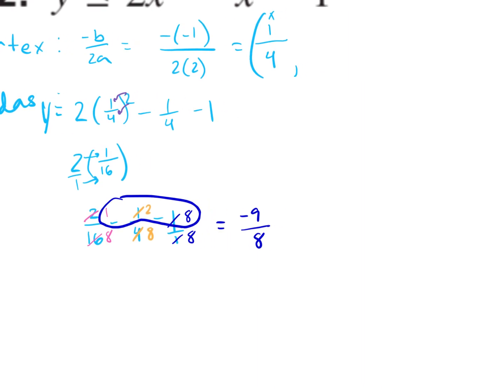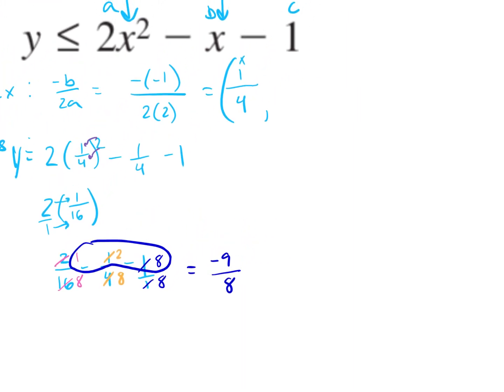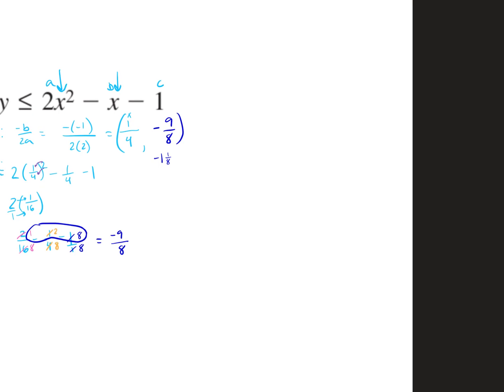Now to help us graph this point, because it's a little bit harder to graph fractions, we could change it into a mixed number. So 8 goes into 9 one time, so it'd be like negative 1 and 1/8. So that's just to help us graph, but you don't have to change it into a mixed number if you can clearly see where that point is at.